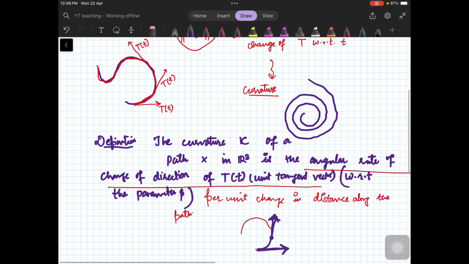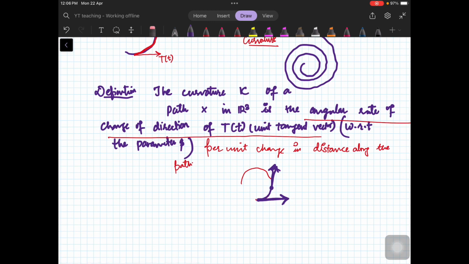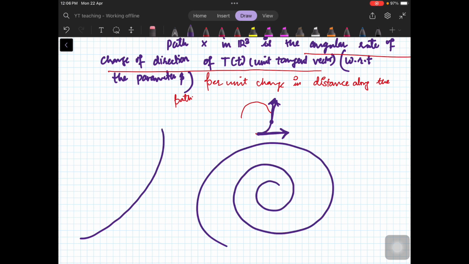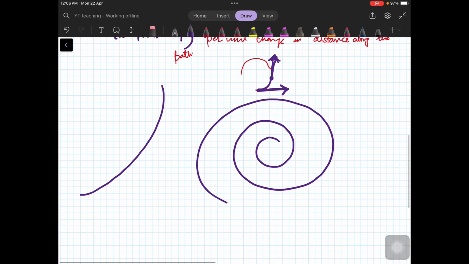So you understand that if I give you these two curves, look at this curve and look at this curve. Can you tell me in which of the following two curves the curvature is more? You can type in the comment box. You let me know in which of the two curves the curvature is more. Look at the left hand side curve. You have something like this.